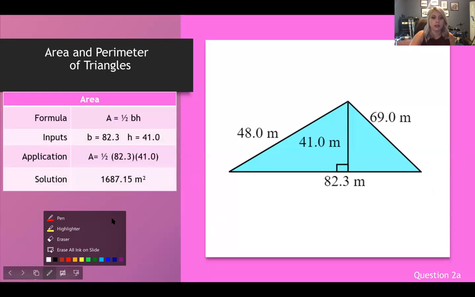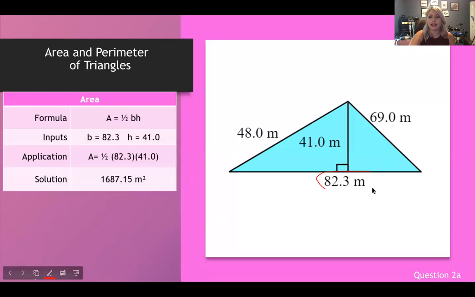Let me get my drawing tool out. We get that from our base, because this bottom platform is what our shape stands on. So that would just be our platform, our base. If our formula is 1/2 base times height, our height would be right here. So all we would do is multiply that together. A equals 1/2 times our base, 82.3, times our 41 meters. Our solution would end up being 1,687.15 meters square.